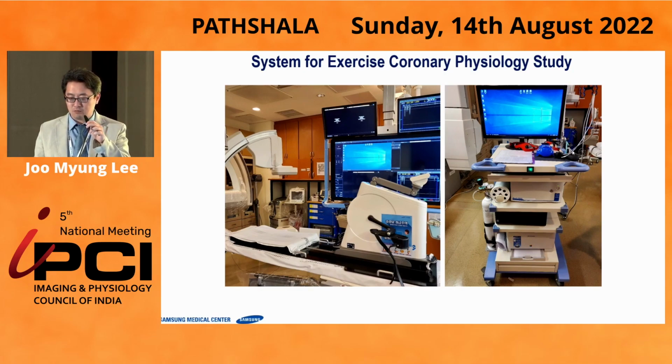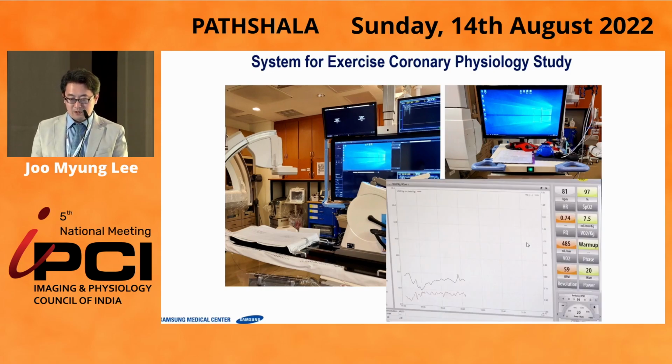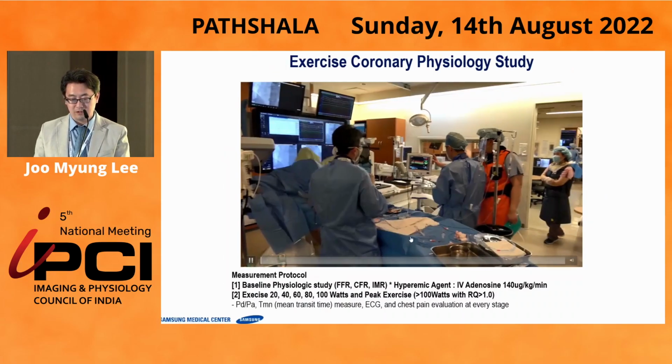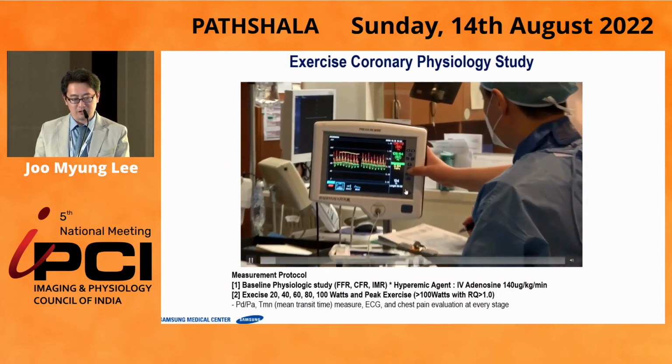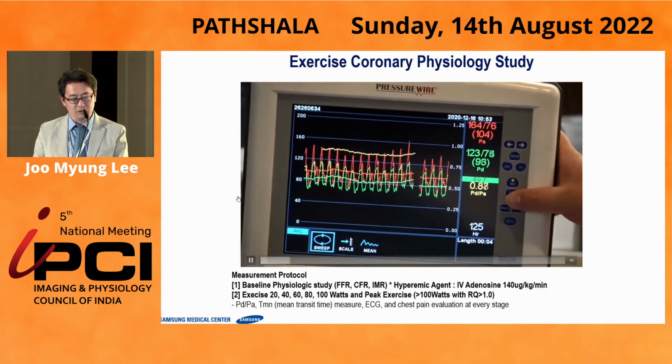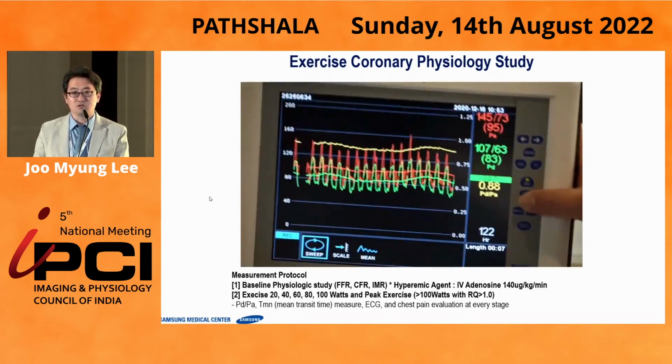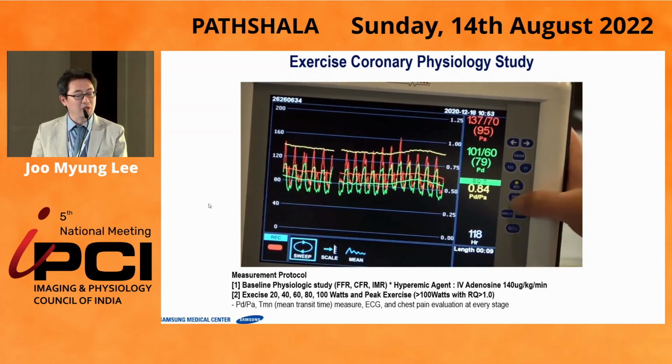And this is the cardiopulmonary analyzer. We can control the exercise intensity and measure vital signs, cardiac output, VO2 max, and respiratory quotient using this machine. After that, we can analyze those cardiopulmonary exercise parameters using this screen. So these are actual case evaluations. You may see the patient running the supine bicycle on top of the angio table.